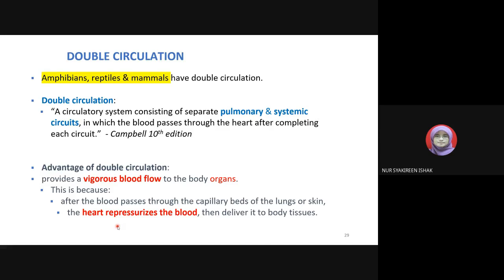The advantage of double circulation is to provide a vigorous blood flow to the body organs. This is because after the blood passes through the blood capillaries of the lung or skin, the heart repressurizes the blood, then delivers it to body tissues. So if you look at this statement, after the blood passes through the gills, the lungs and also skin.